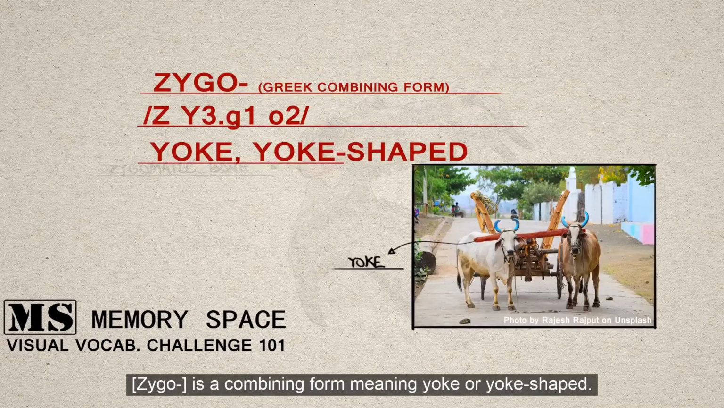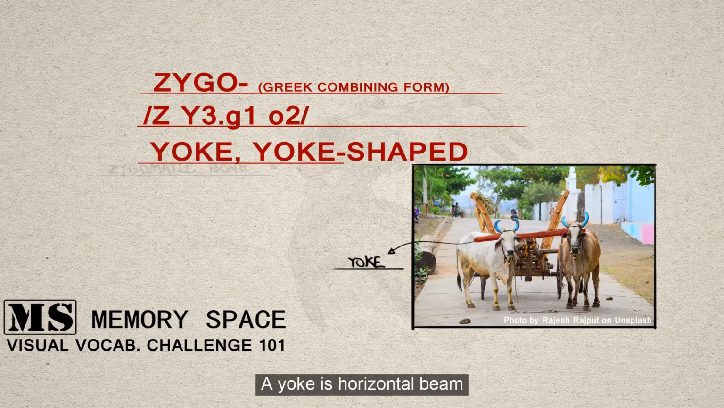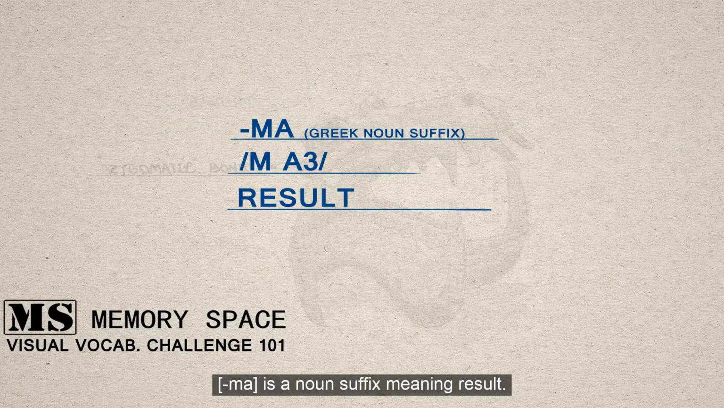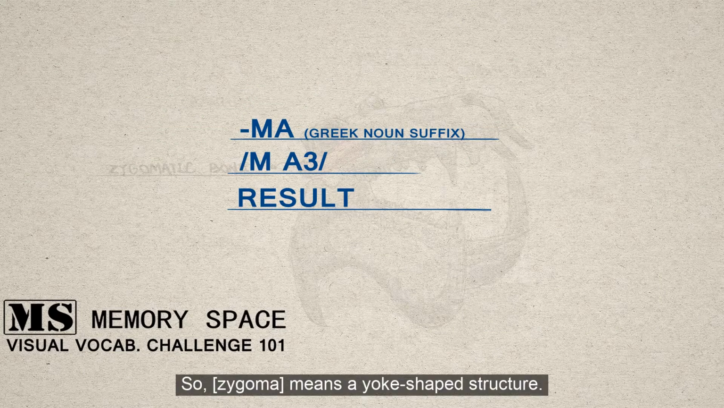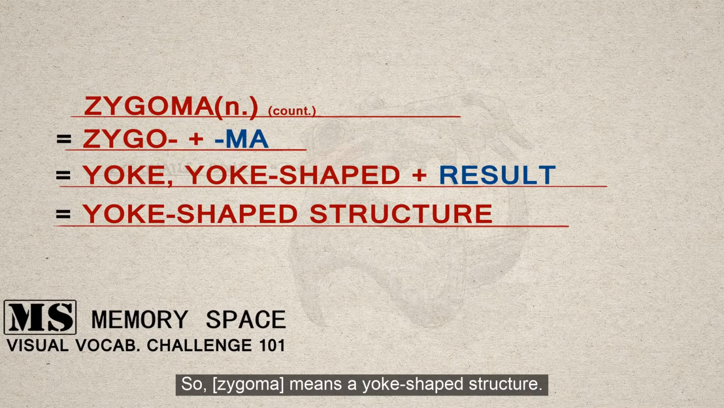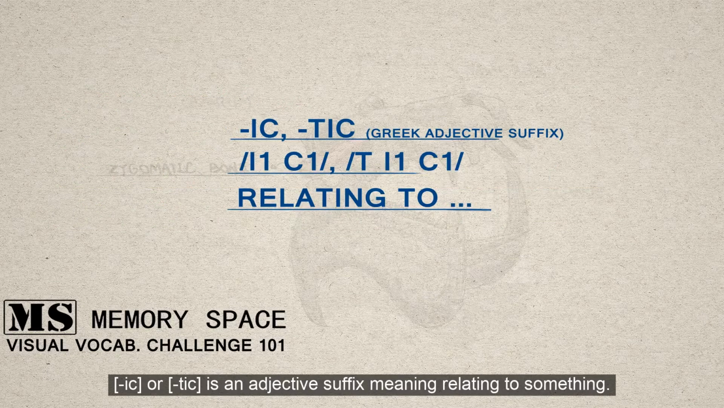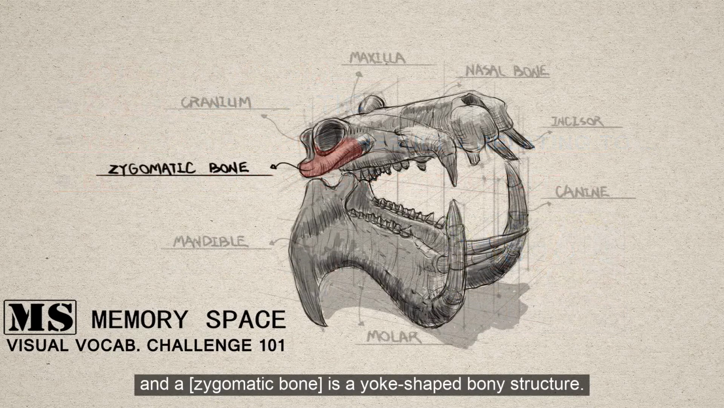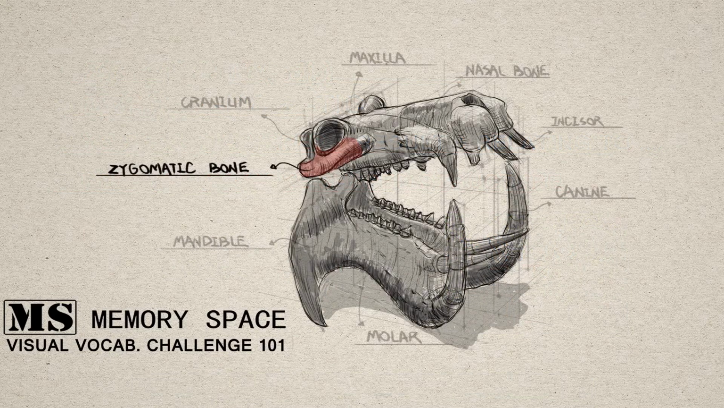syllables. Zygo is a combining form meaning yoke or yoke-shaped. The yoke is a horizontal beam that's on the head of animals and connected to a vehicle or load they are pulling. Ma is a noun suffix meaning result. So zygoma means a yoke-shaped structure. Ik or tik is an adjective suffix meaning relating to something. So zygomatic means relating to yoke-shaped structure. And a zygomatic bone is a yoke-shaped bony structure.